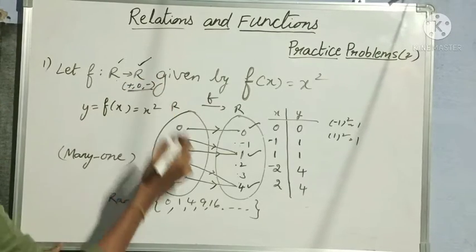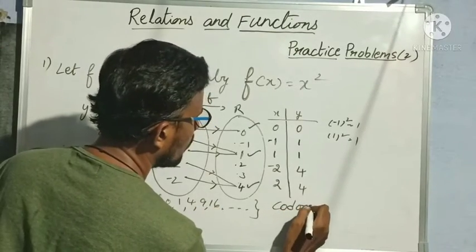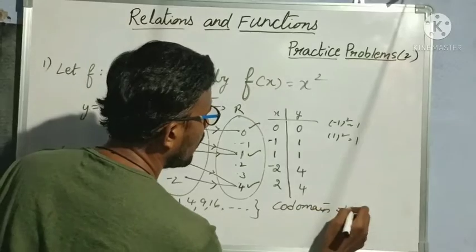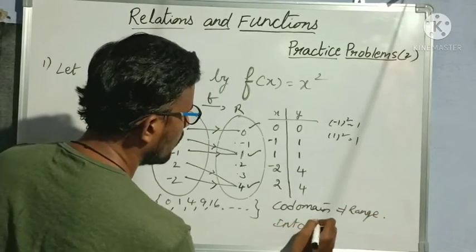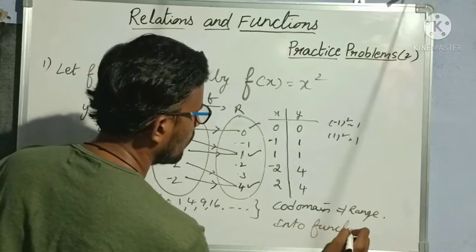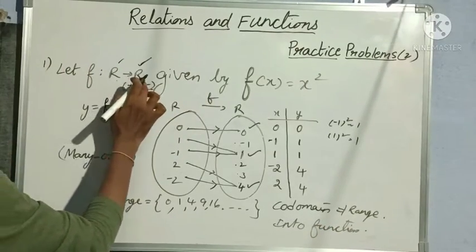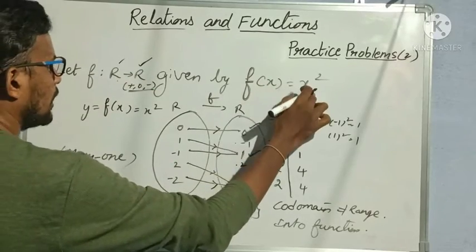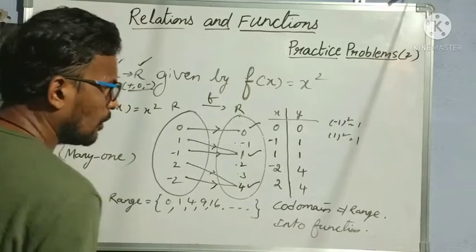So here codomain is equal to range? No. So codomain is not equal to range. So this is what type of function? Into function. Understood? So when f is defined from R to R, then f of x is equal to x square is what type of function? Many one function and into function.